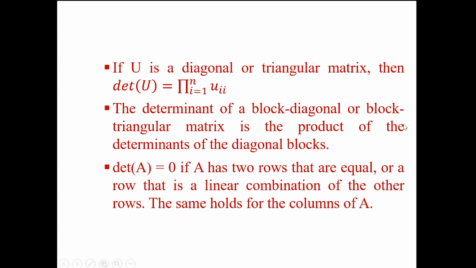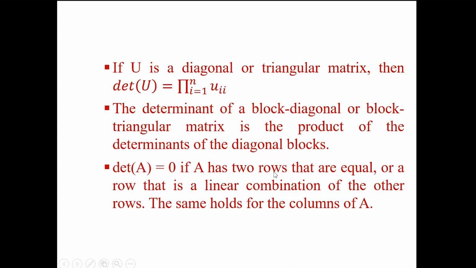Similarly, we have a block diagonal or block triangular matrix. You just multiply the determinants of the diagonal blocks, all of them together. All right. And then if you have 2 rows that are equal, of course, we say the determinant is 0.